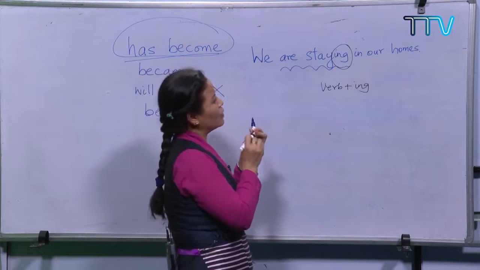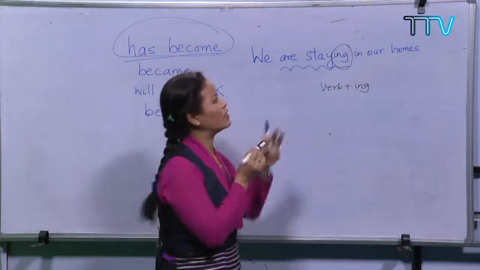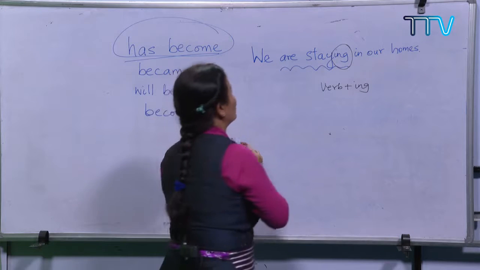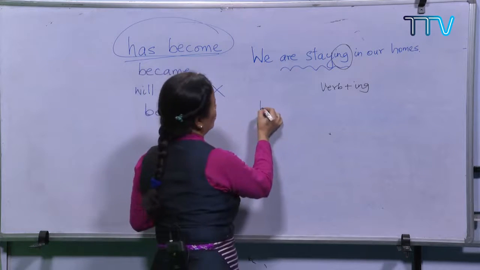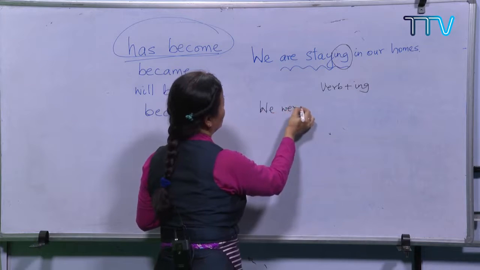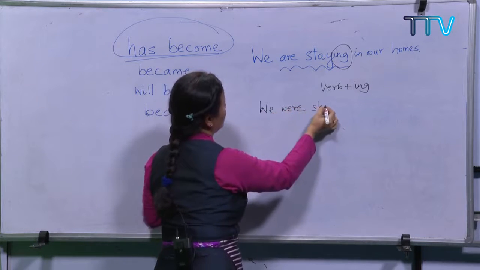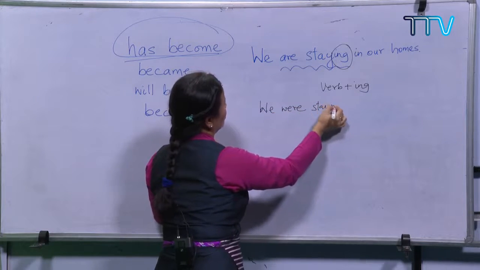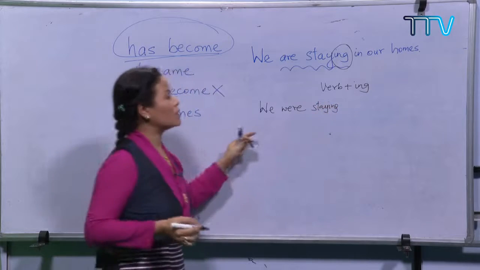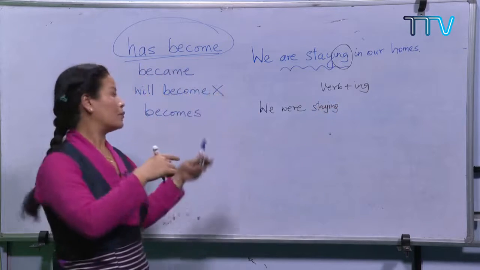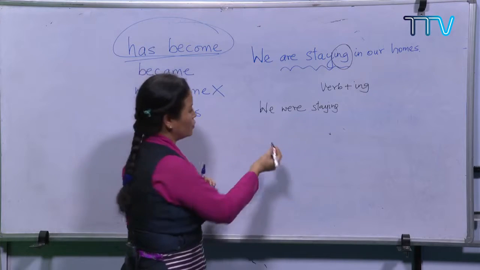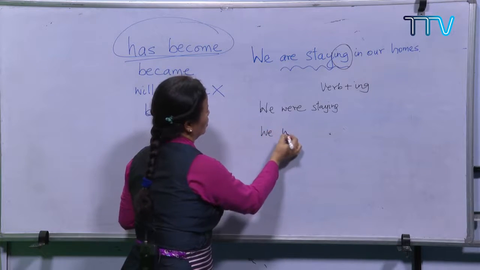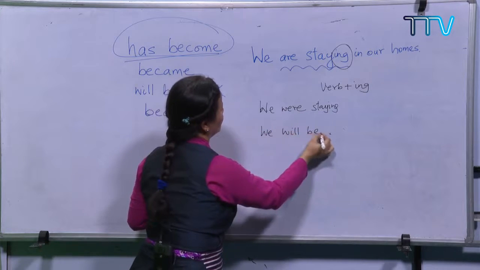I think for students of class 7 and 8 it's quite simple, right? So we can change the tense based on that. If we write we were staying, then it becomes past continuous. We were staying. So that's all. When we want to write about the future tense, we will be.